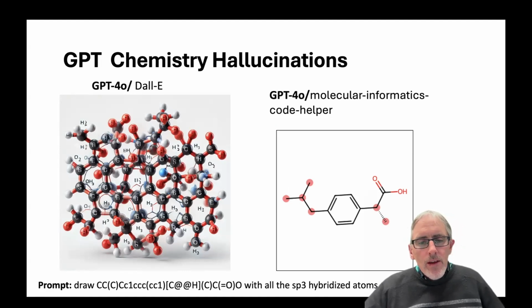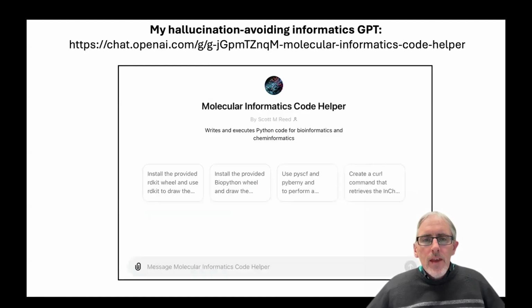So for example, if I give it a chemical structure, even of a common chemical, and ask for an image with all the sp3 hybridized atoms colored red, the GPT response is not remotely accurate. And this is also related to the image generation methods that probably don't have a lot of chemical structures in their training data. So on the right is a pretty good answer, and that comes also from GPT, but using a GPT assistant that I created and called Molecular Informatics Code Helper.